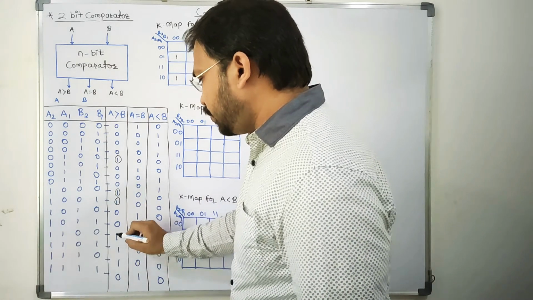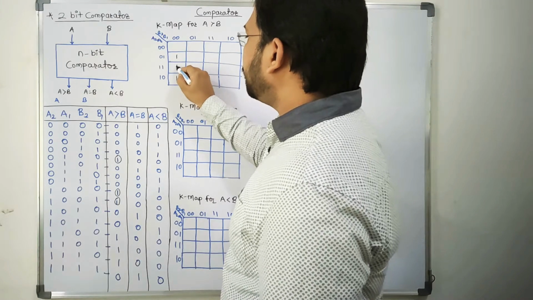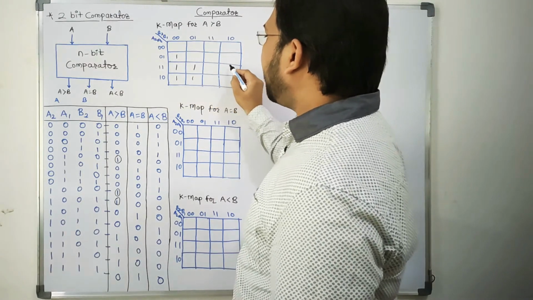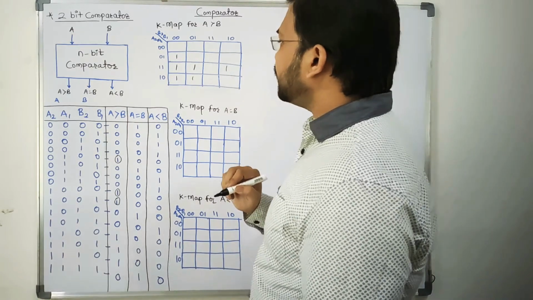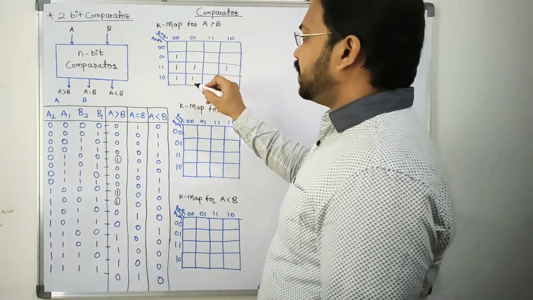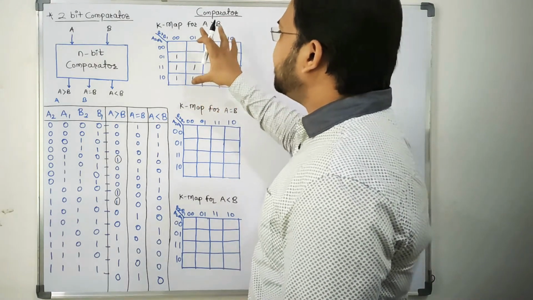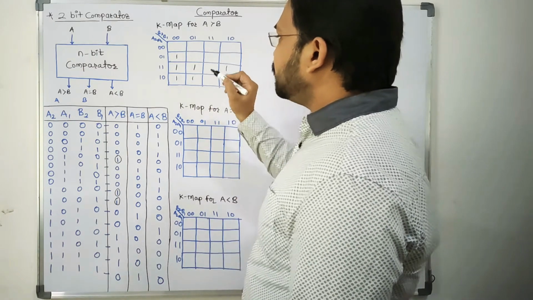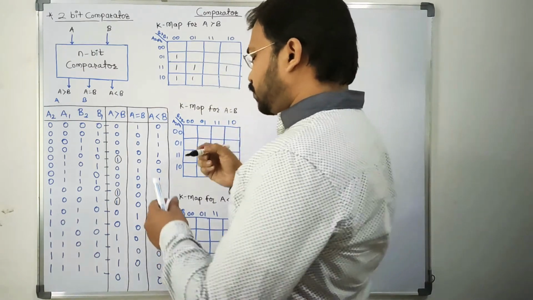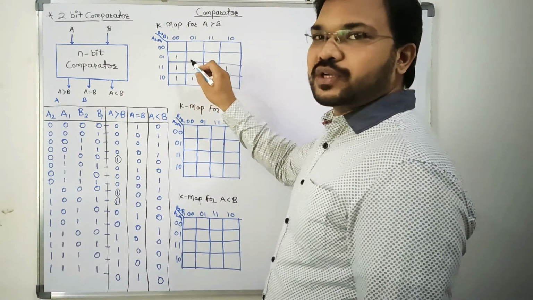10, 11, 12, 13, 14. So 8, 9, 10, 11, 12, 13, and here 14. So in this way we have to find out the logic 1s in this K-map for A is greater than B. Next we have to find out the value of this using grouping. If the grouping is done, first of all we have to go for quadrant.